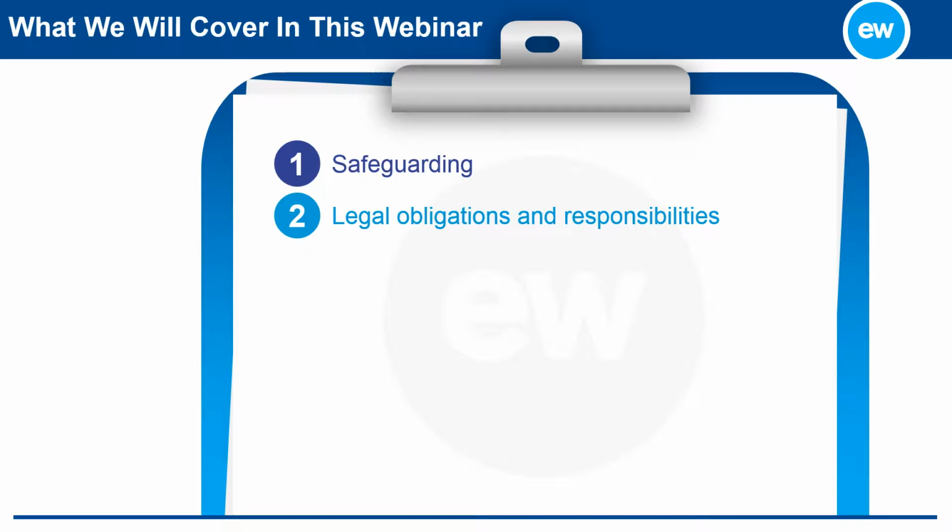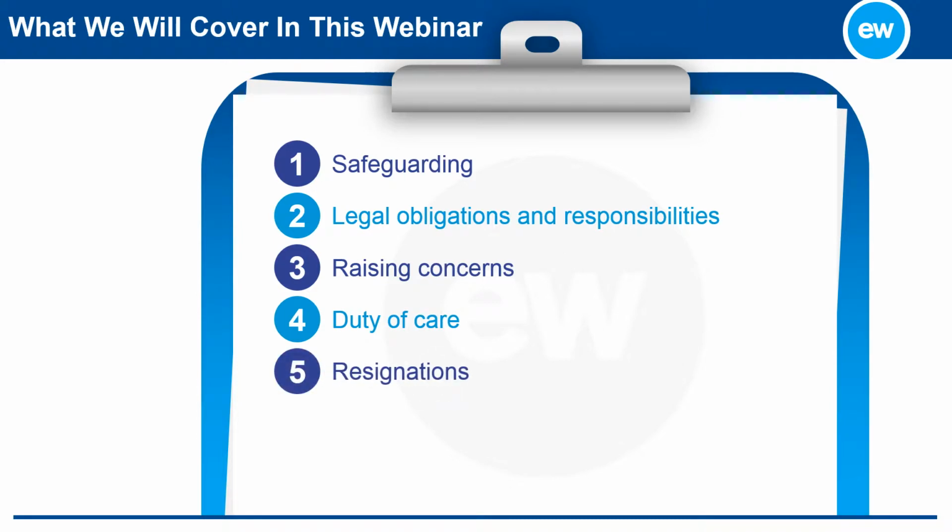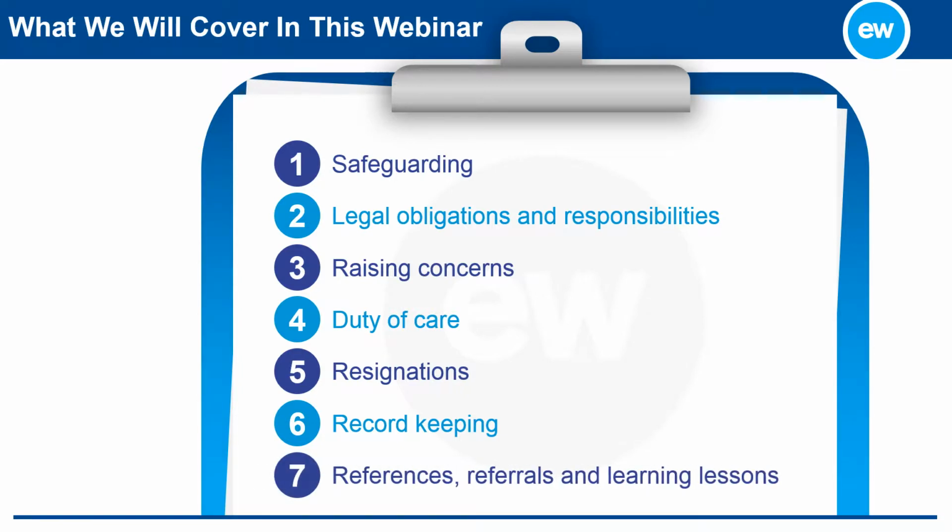Your legal obligations and responsibilities as an employer, how concerns should be raised if a safeguarding incident occurs, your duty of care towards your employees, how to deal with resignations when a safeguarding concern is raised, and what kind of records should be kept, as well as how to deal with requests for references, referrals to the statutory bodies, and any lessons to be learnt.